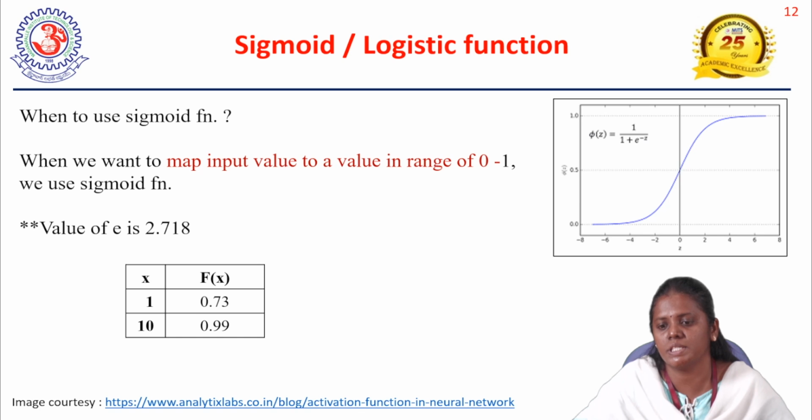On the right hand side, you can see the picture in which the possible value from this particular activation function falls between 0 and 1. It is calculated using the formula: sigmoid function of z is equal to 1 by 1 plus e raised to the power of minus z, where the value of e is 2.718. This mathematical computation is applied to the input x, and you will definitely get a value within the range of 0 to 1. From the table you can see when the input x is equal to 1, f of x is 0.73, which means the formula used there is 1 by 1 plus e power minus 1. You will get that answer. Similarly, when I give x is equal to 10, I am getting f of x is equal to 0.99.